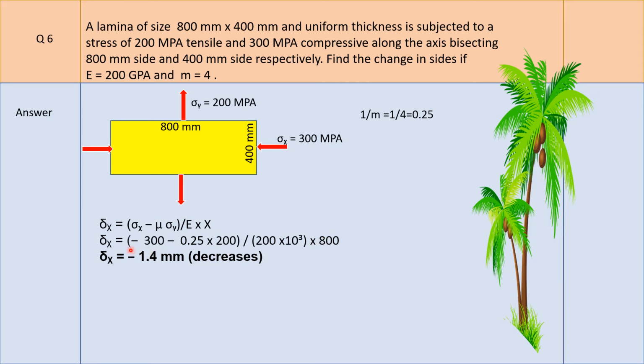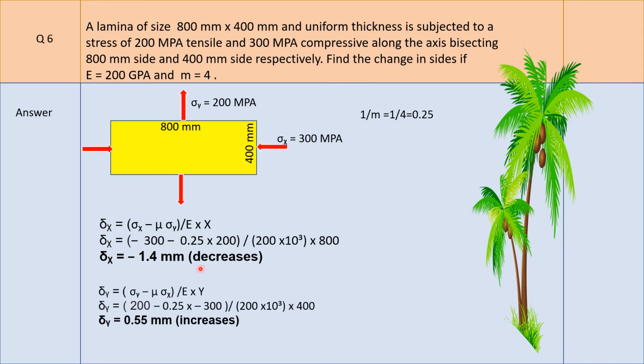So let us do the calculations. Take the calculators in your hand and start from here. Bracket open, minus 300 minus 0.25 into 200, bracket close, divided by bracket open 200 exponential 3 bracket close into 800 is equal to, you will get the answer minus 1.4 mm. This minus sign indicates that in the x direction there is a decrease in length, so write decreases.